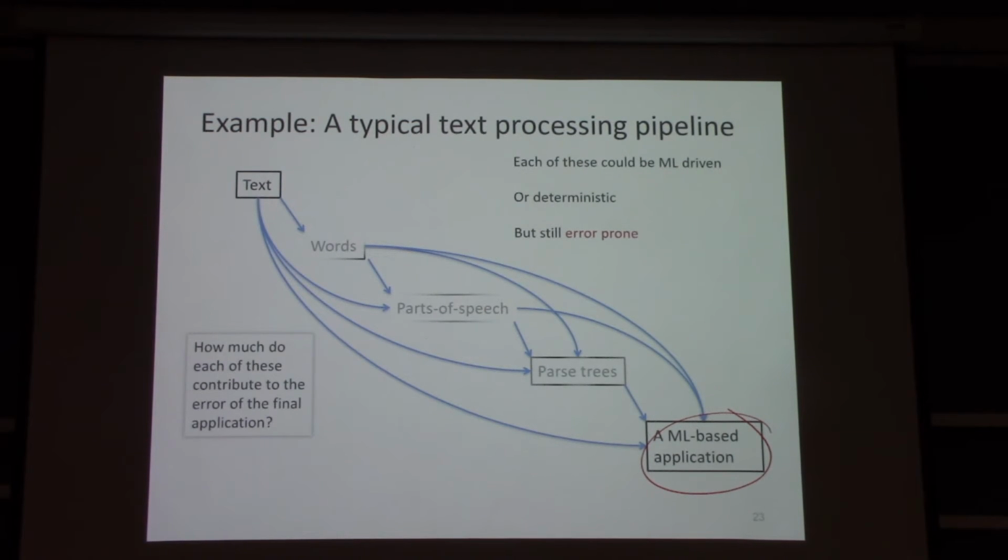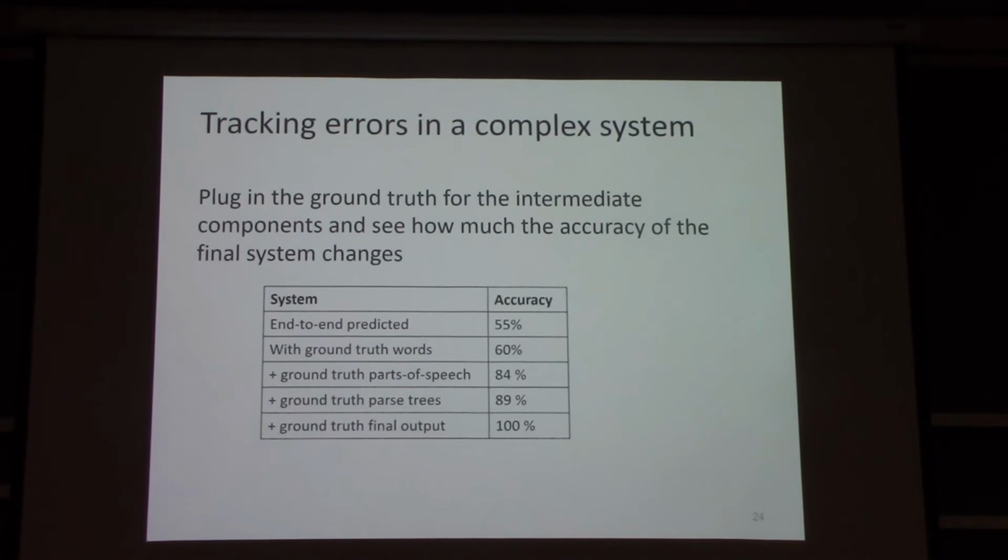So one question that you should always try to keep in mind is, how much do the pre-processing steps contribute to the final error? One way of doing that is, suppose you knew the ground truth for the previous pieces. You plug in the ground truth and ask, what happens when you replace the predicted output of the pre-processing with the ground truth? So for instance, suppose in that picture the end-to-end system had 55% accuracy. And you replace the piece that takes the text and converts it to words with ground truth words that a human actually wrote down. And let's say the accuracy goes up from 55 to 60%. This means the error in the words contributes 5% of the total error.